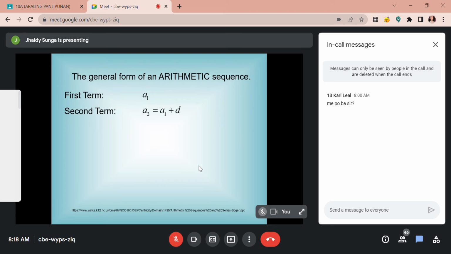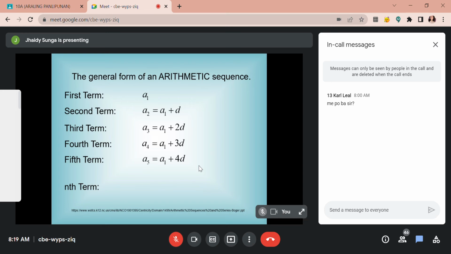For the third term, a sub 3 is equal to a sub 1 plus 2d. For the fourth term, it is just the same, but you will add 3d. You just see how many differences you add to a sub 1. So in the fifth term, we have a sub 5 equal to a sub 1.